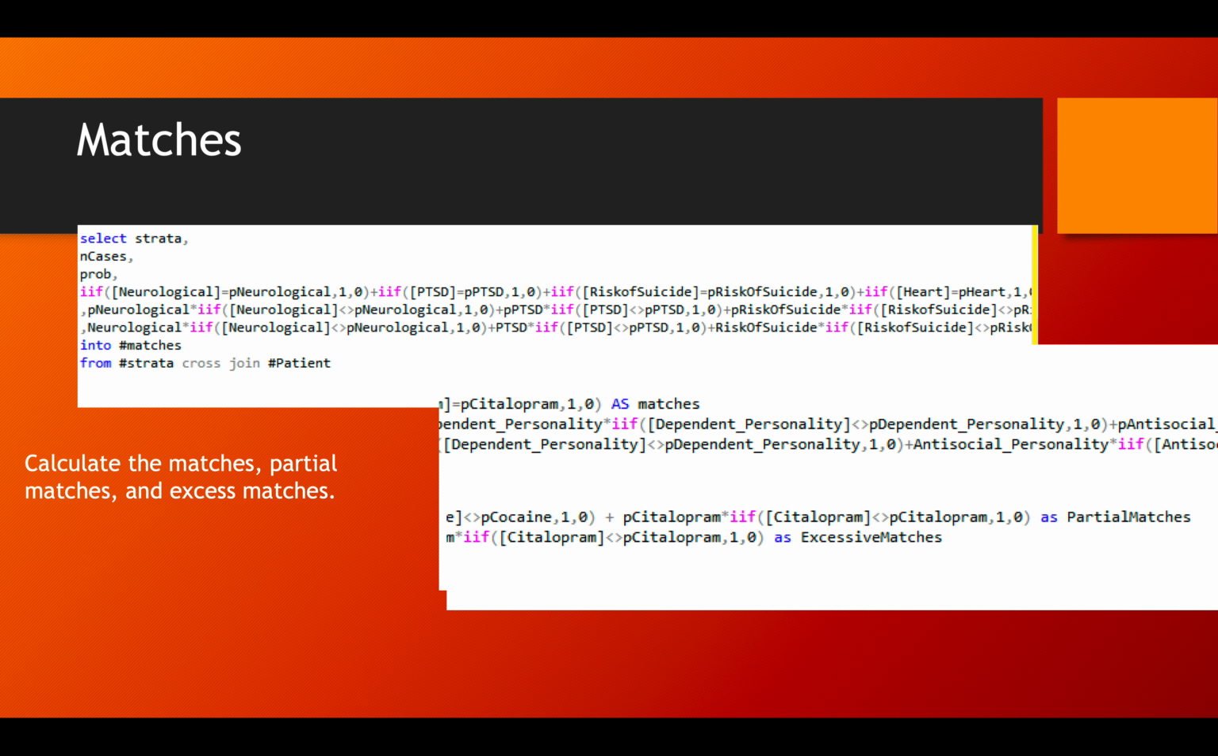And next, we're also going to calculate the partial matches and excessive matches. And so the partial matches take a look at if the values for each diagnosis are not quite the same. We're going to highlight it with the value of the patient score. Whereas for excessive matches, we're going to highlight it with the strata score for that non-match. And that is giving us a little bit more information to compare the information in each strata and each diagnosis.